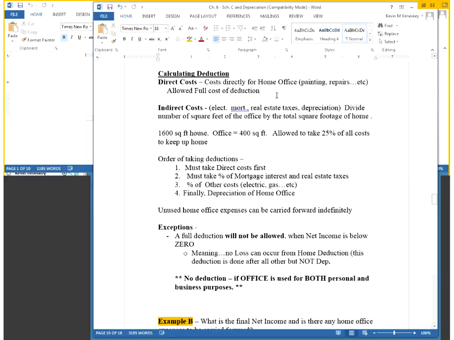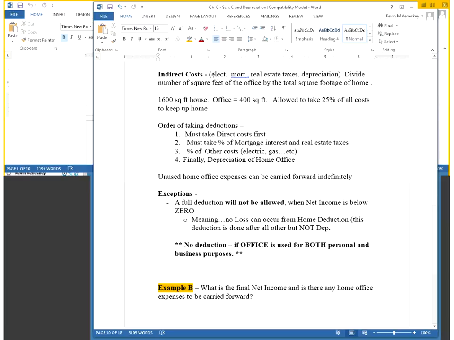So, calculating deductions for your home office. Any direct costs are allowed dollar for dollar. So a direct cost would be having an installation of some specific equipment in your home office that you only use for business. You're not using that for any personal purposes, so you can deduct all of it. Or you need to put in some furniture in a waiting room at your home office for people to wait. That would be a direct cost.